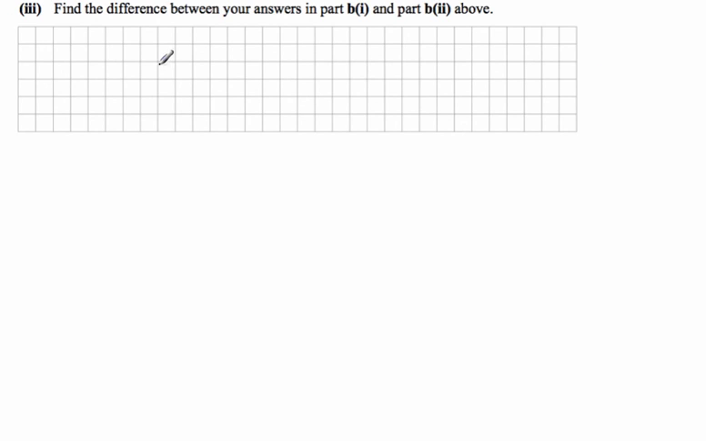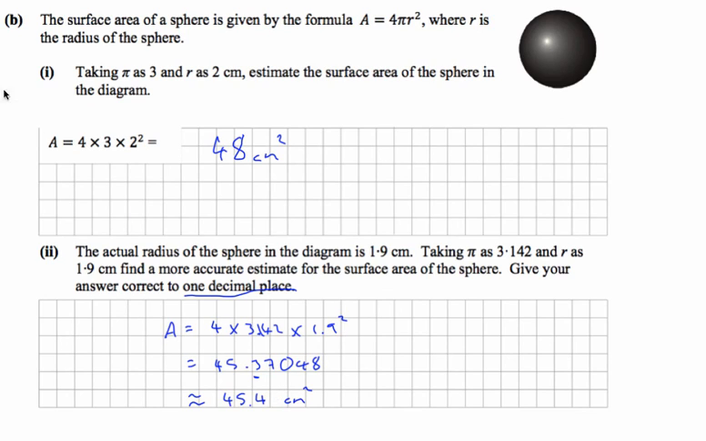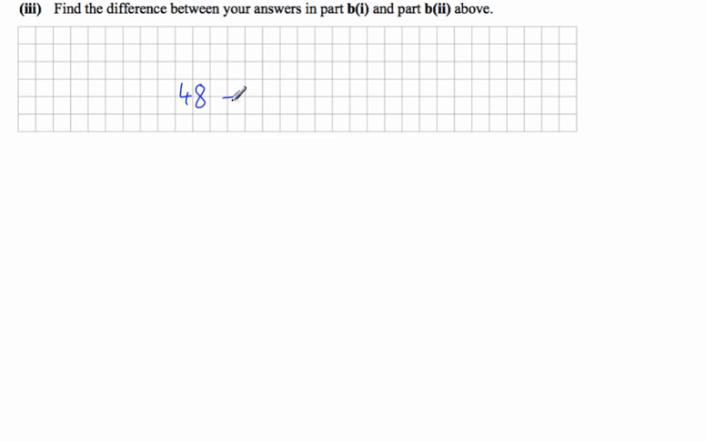And finally, part 3 says find the difference between your answers in part B1 and part B2. Okay, well part B1 was 48 and part B2 was 45.4. So if we're finding the difference between them, it means we subtract them. And that gives us a difference of 2.6 centimetres squared. That's the difference between the two surface areas. And that's the end of question 2.